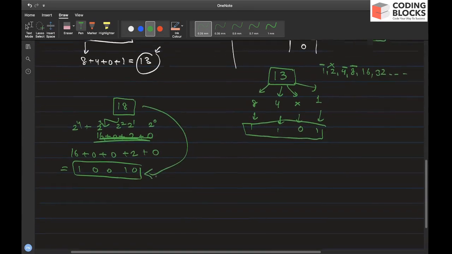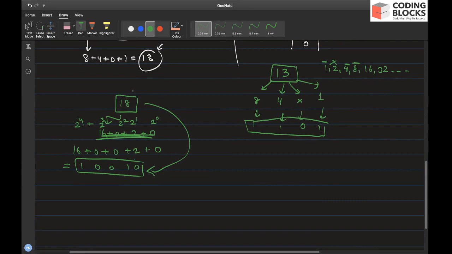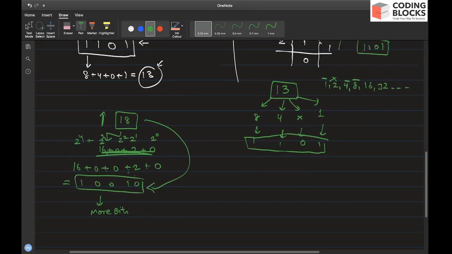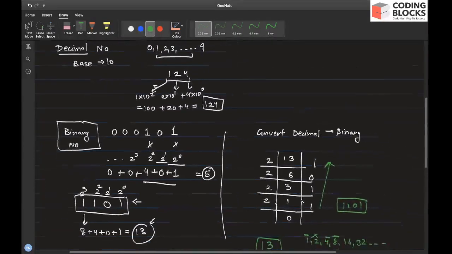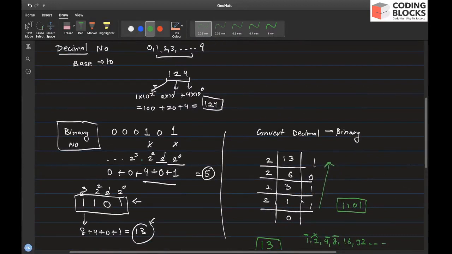You can see that if the magnitude of the number increases, you need more bits, because a higher power of 2 is involved, and that will have a higher index, and that will require more bits to store that particular number. So this is about the basic binary number system and how you can convert between binary and decimal and vice versa. In the next video, we will write one program based upon the same concept.